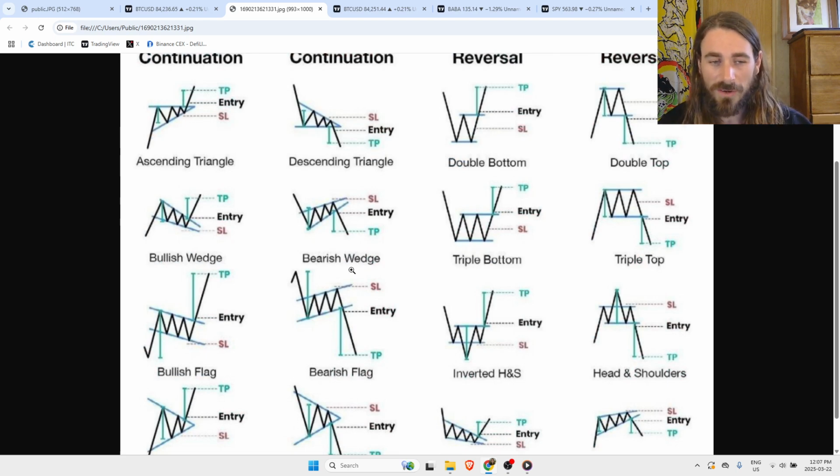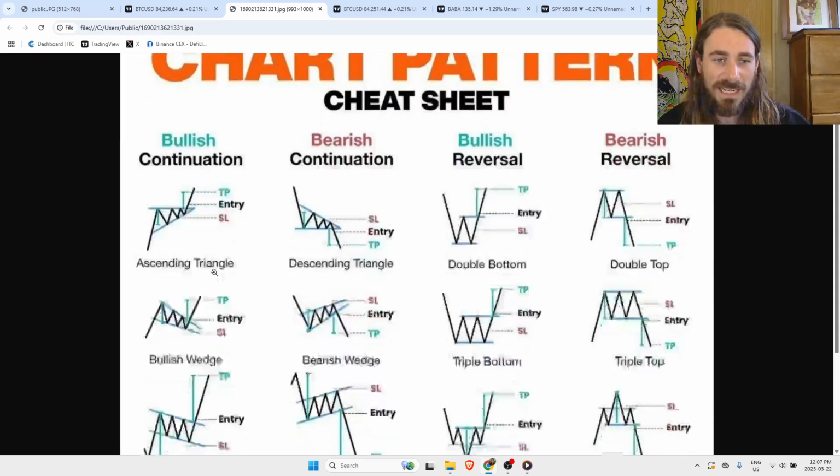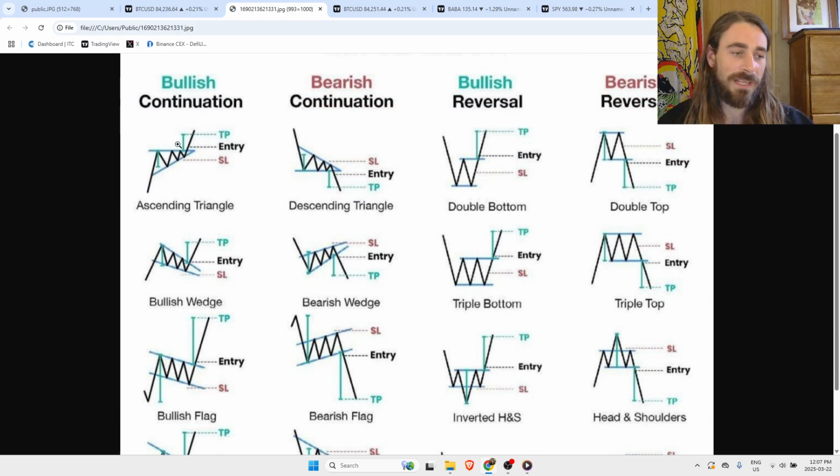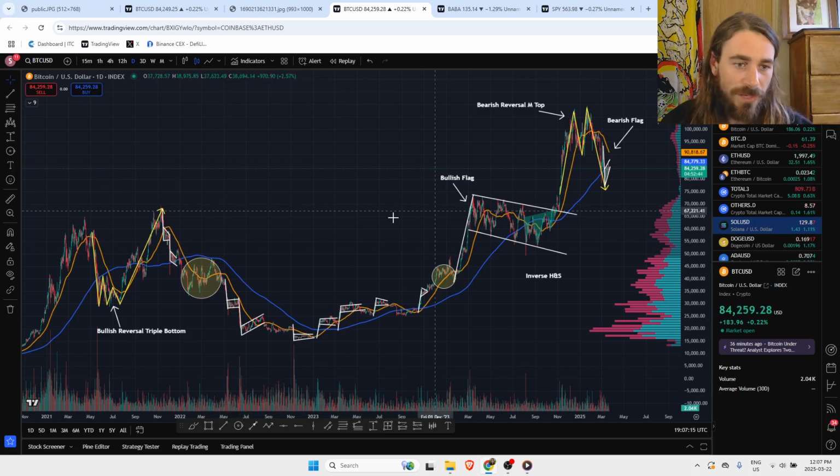You're going to notice a lot of the same patterns. It does pay to recognize each of these, but you don't have to memorize them all. Just come back to the cheat sheet. You can even just Google chart pattern cheat sheet, and there's a million different versions of this that'll come up. So we'll just flip over to the Bitcoin chart here.